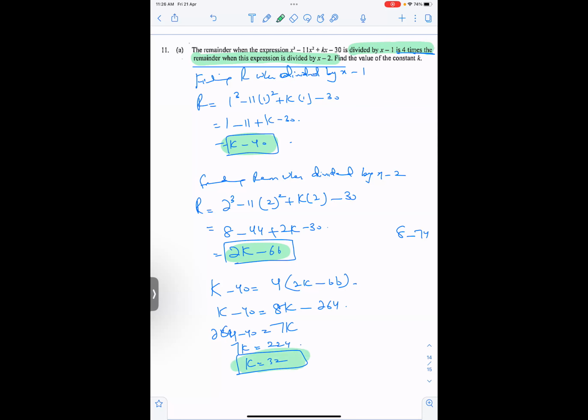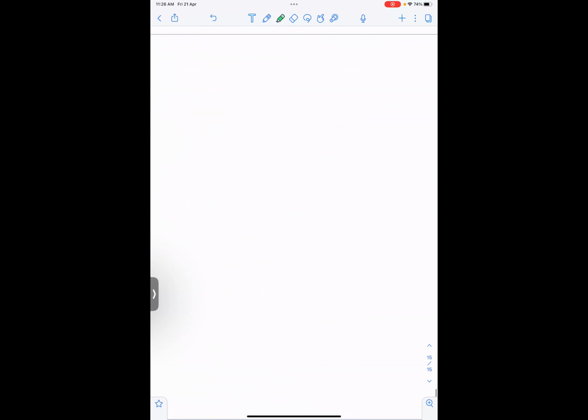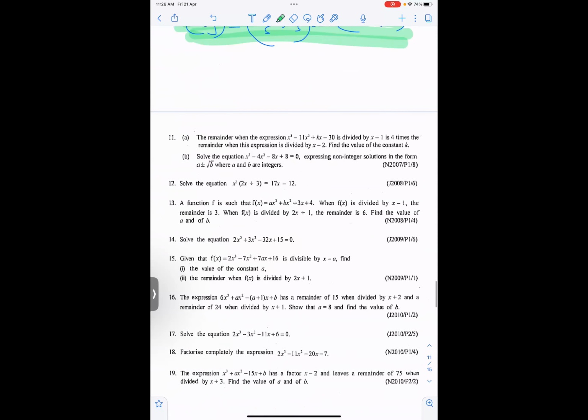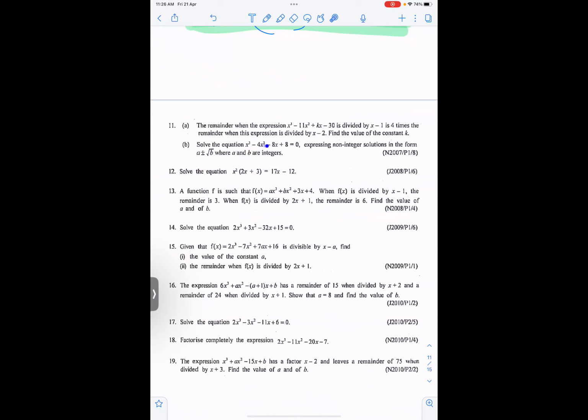You have two typical types of questions on remainder and factor theorem, which I have done already. Now I want to do one question on cubic equations. Generally, you all know how to solve a cubic equation, but I want to do a different type of question where you have to solve it and give the answer in this form.